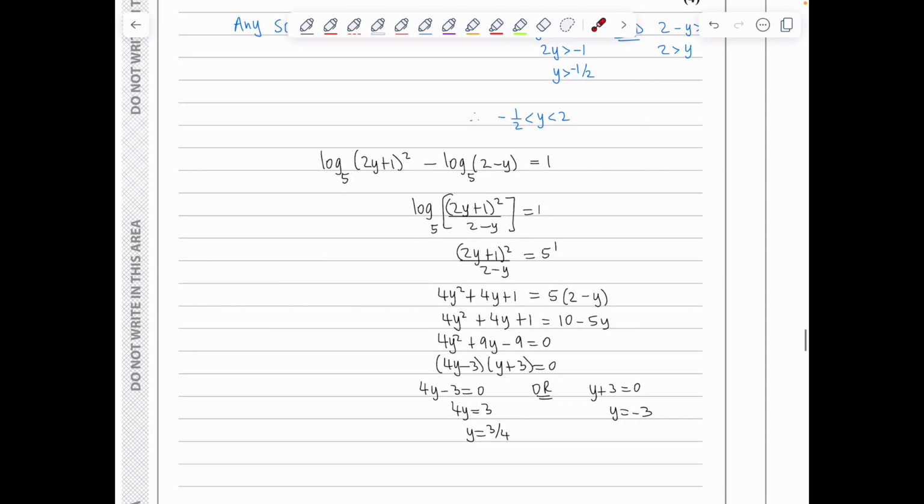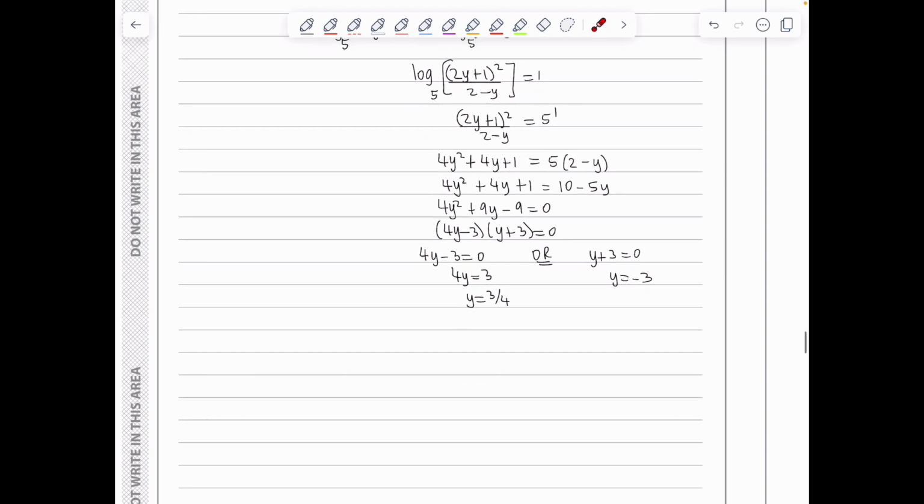Well, remember we had the restriction that y should be between minus a half and 2, and therefore y equal to negative 3 has to be rejected. We say it's not valid, so we are only left with one solution as expected. The y is 3 over 4.